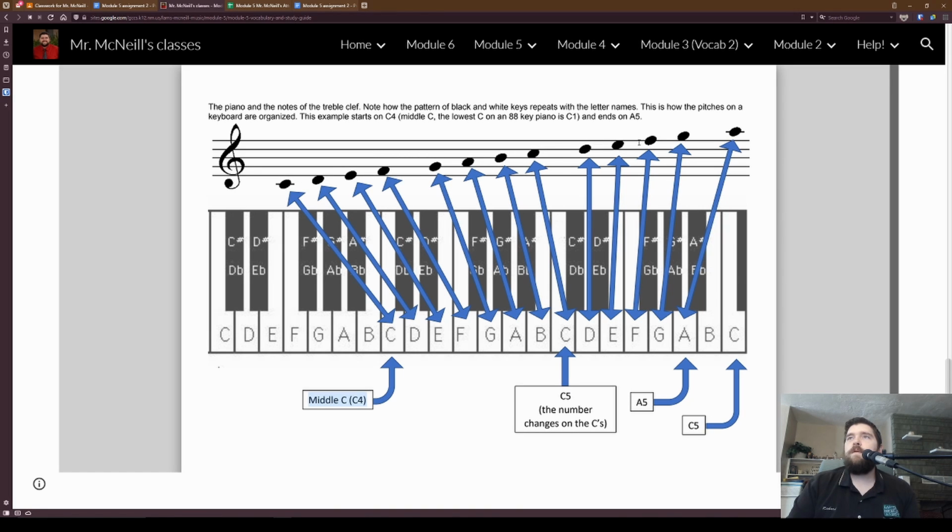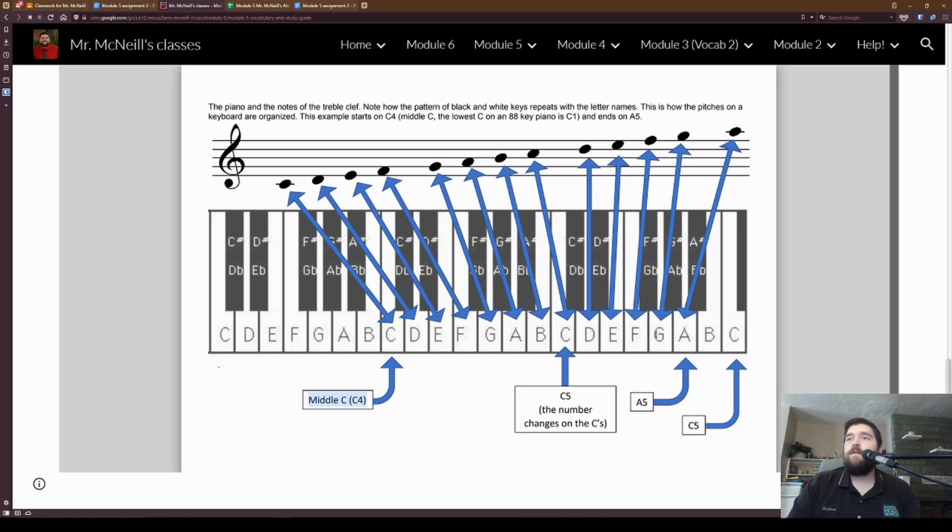I go up and up and up. It is the first space above the treble clef. All right, awesome. That one is the first space above the treble clef. I know it's a G, but which G is it? All right, it is just below A5, which is the highest note that we are learning right now. So I have A5 right there.